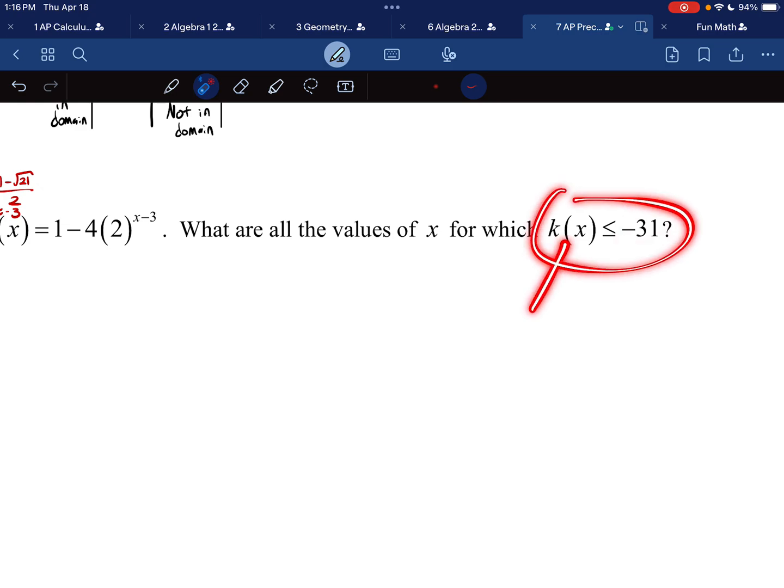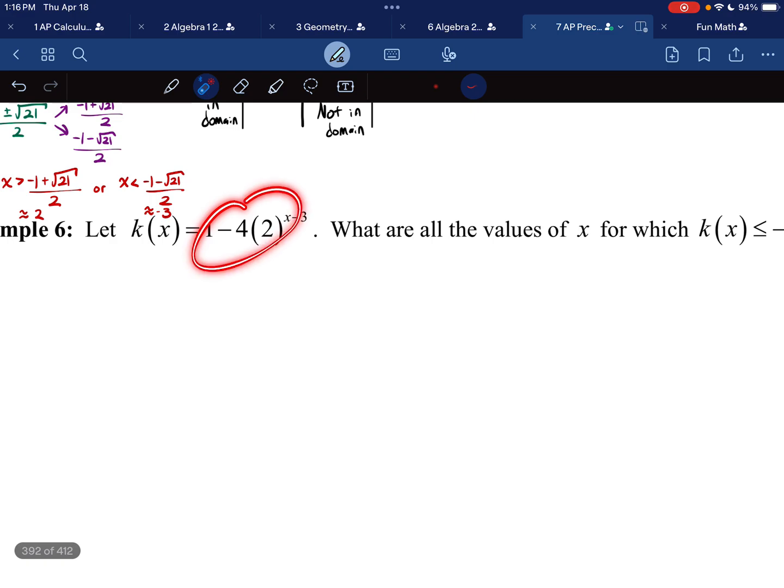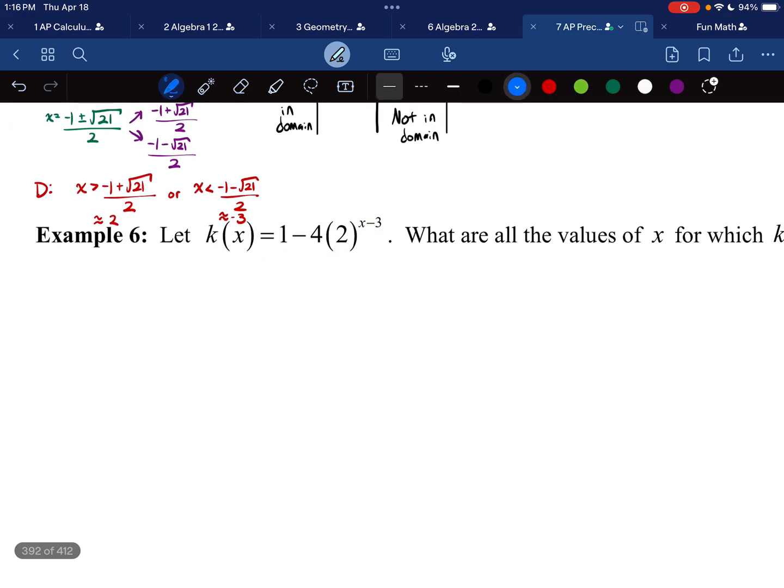So I'm just going to rewrite this, but in the place of k of x, I'm going to write in the actual function. I'm going to say that 1 minus 4 times 2 to the power of x minus 3.